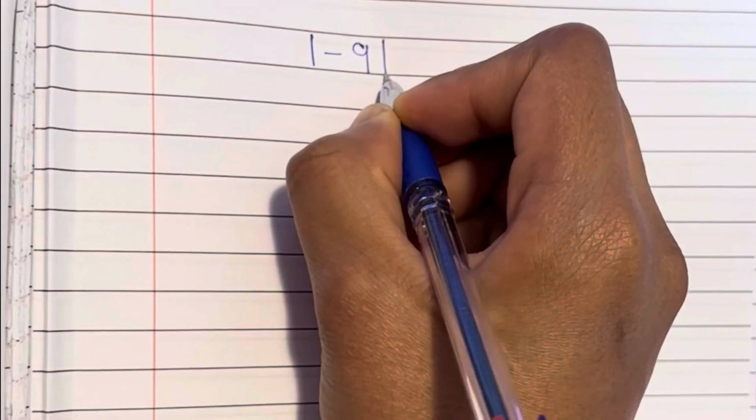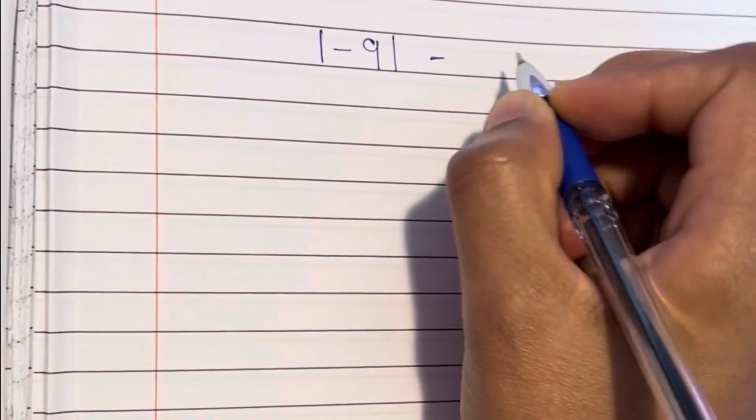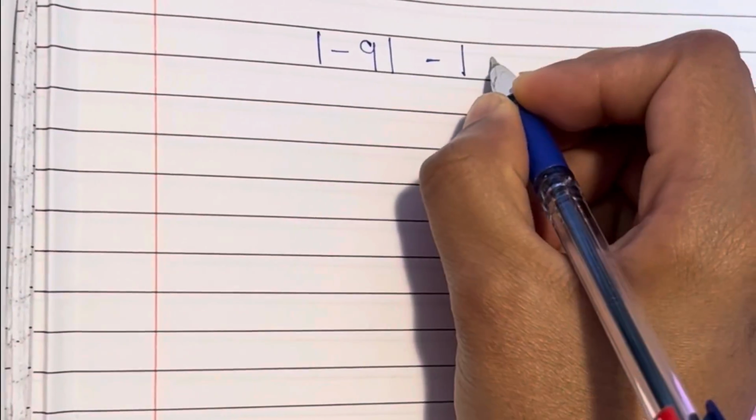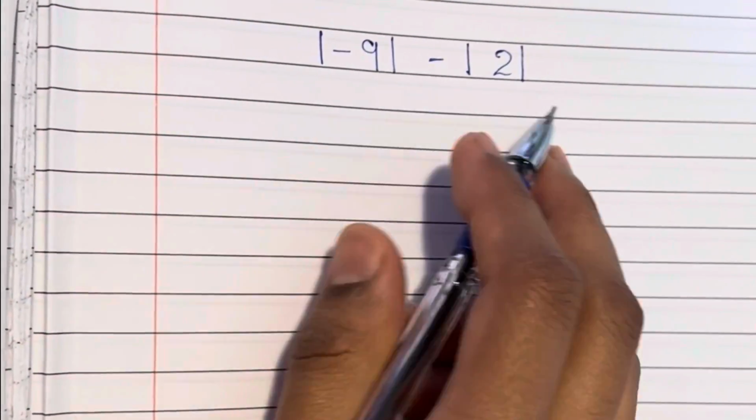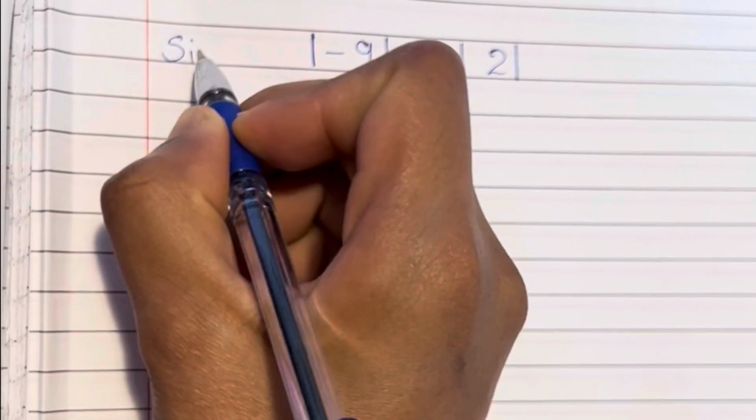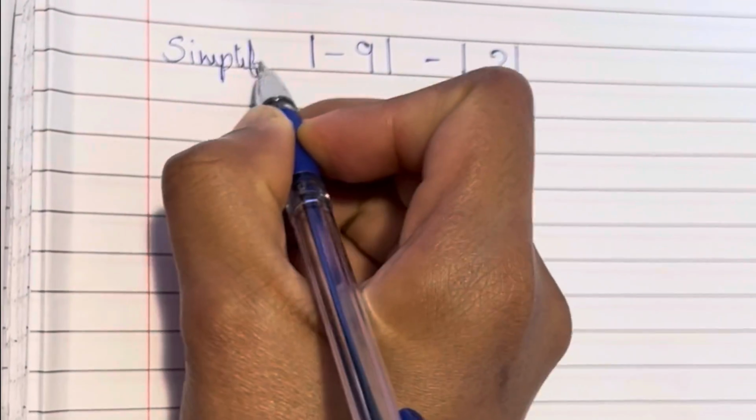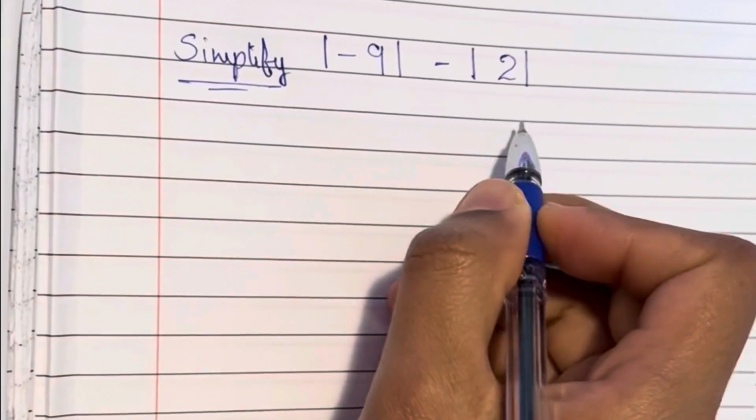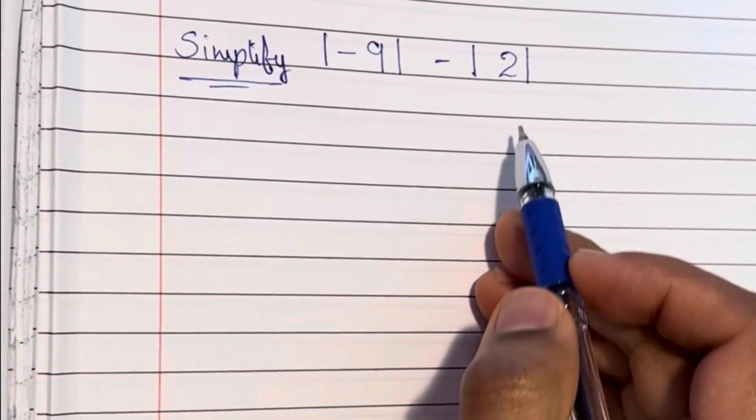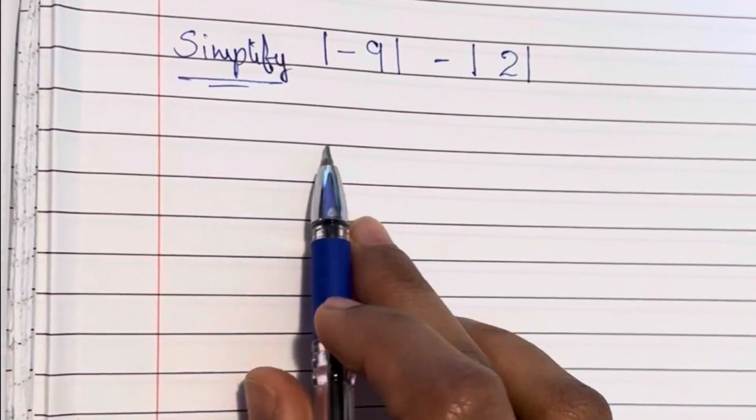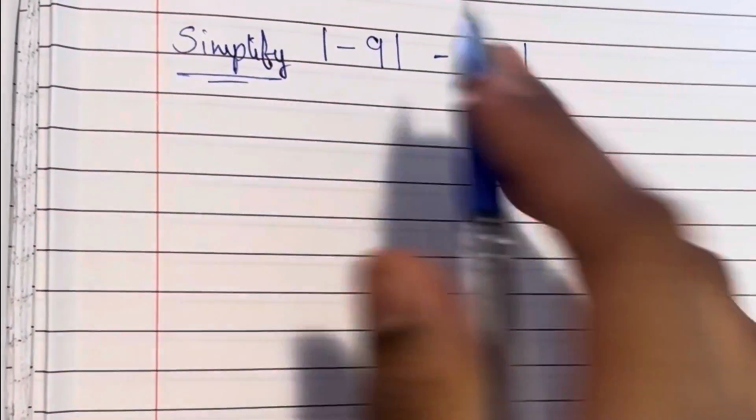So next, as homework, can you solve this for me? Modulus of minus 9 minus modulus of 2. Okay, so we learned how to do this. Just simplify and find the answer for this. You know what would be modulus of minus 9, and then put the minus sign. You know what is modulus of 2. Okay, then find the answer, like how we did previously.